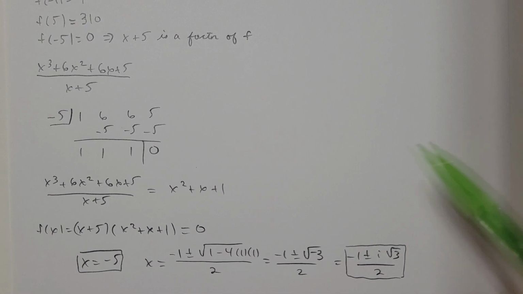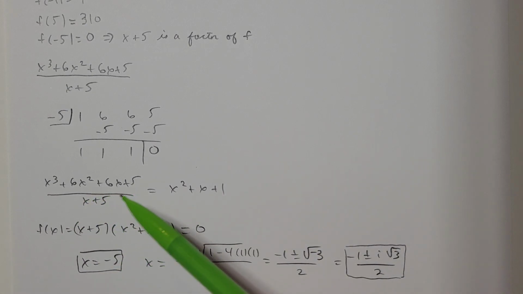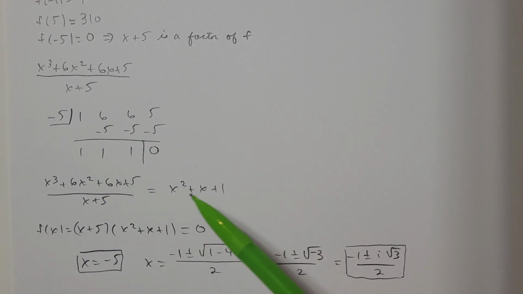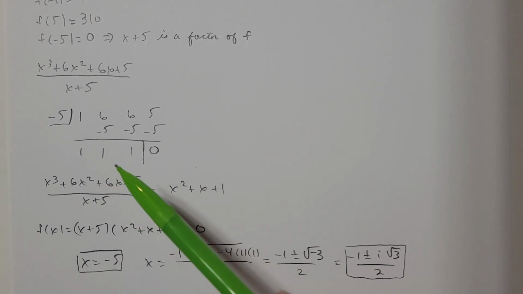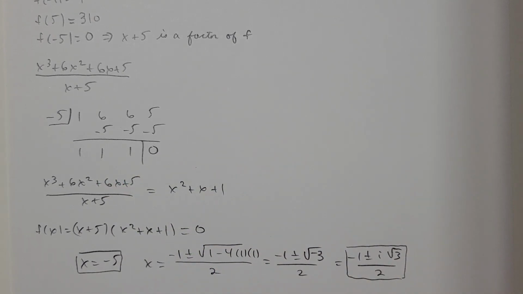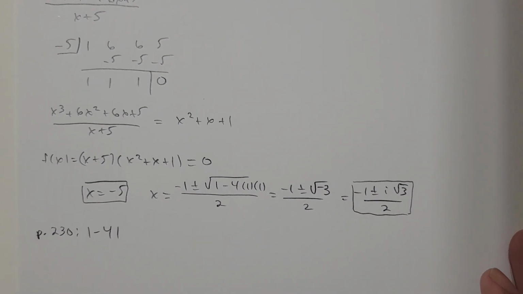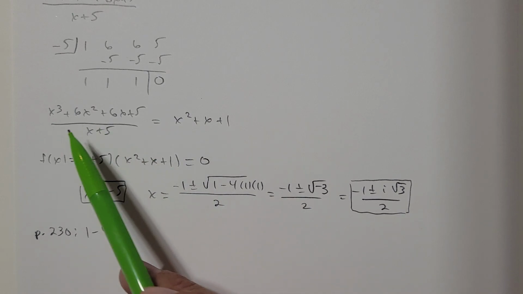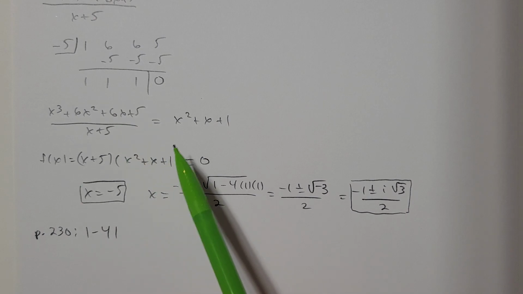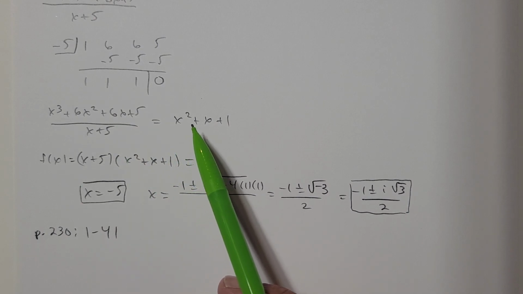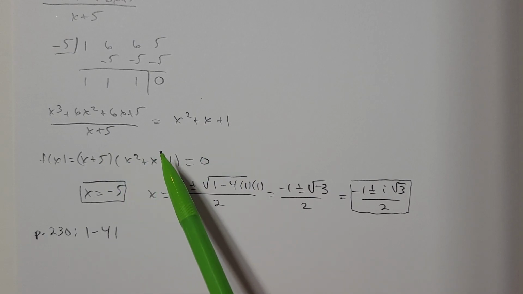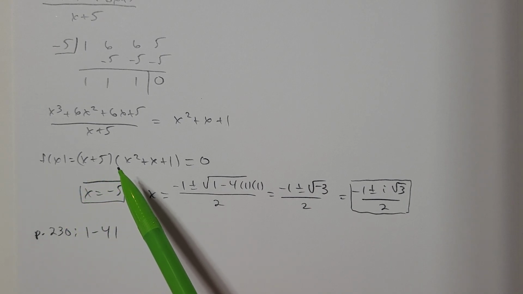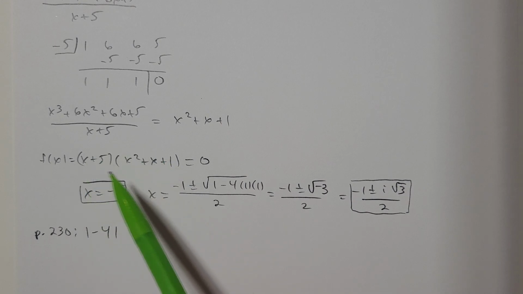So when we divide x cubed plus 6x squared plus 6x plus 5 over x plus 5, as we did, we get x squared plus x plus 1. Okay? And let me take this equation now and multiply both sides of it by x plus 5. So x cubed plus 6x squared plus 6x plus 5 is equal to x plus 5 times x squared plus x plus 1. Now that's what I'm calling f of x. And the idea is to try to factor f of x so that we can get the zeros. Well, you can see that we've already started to do that.